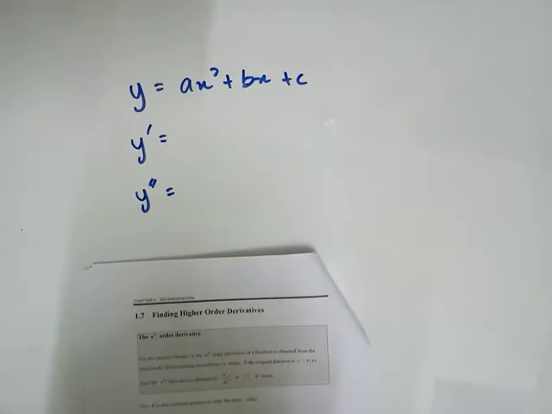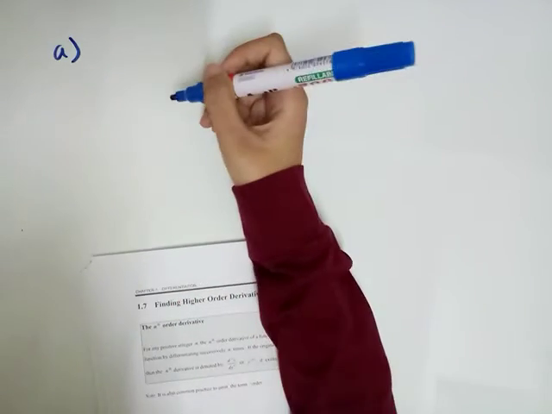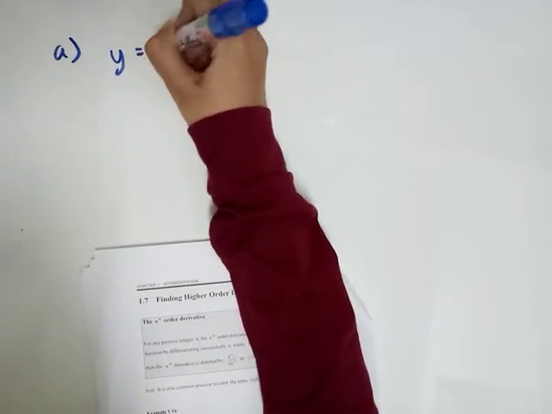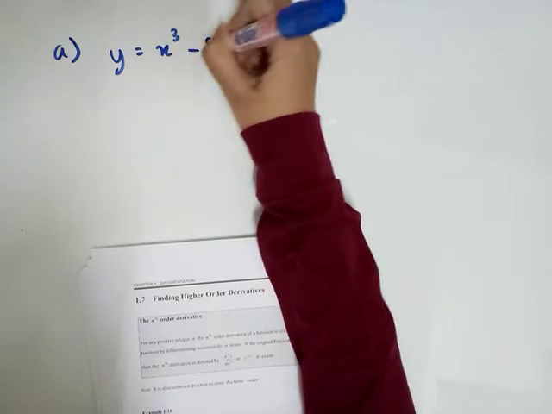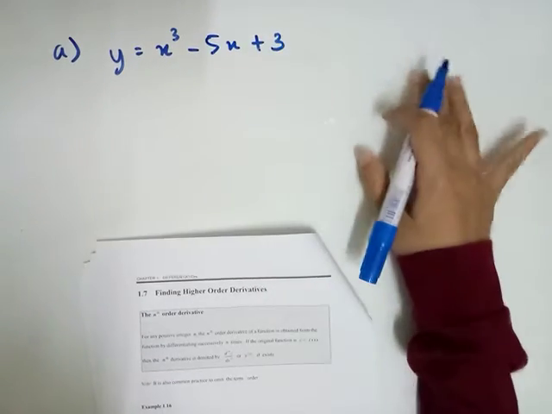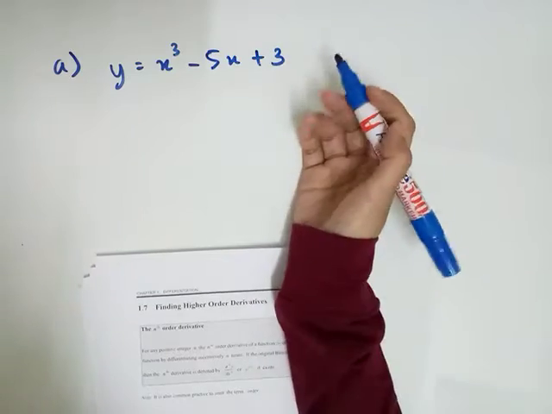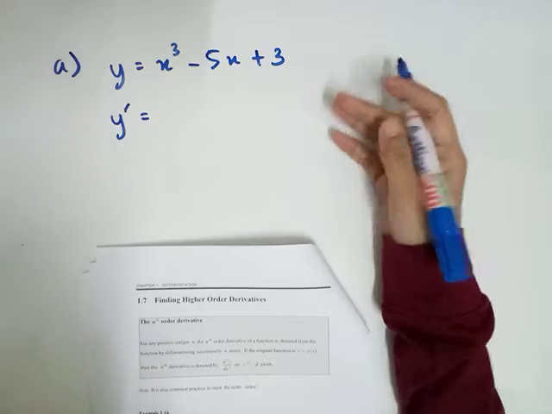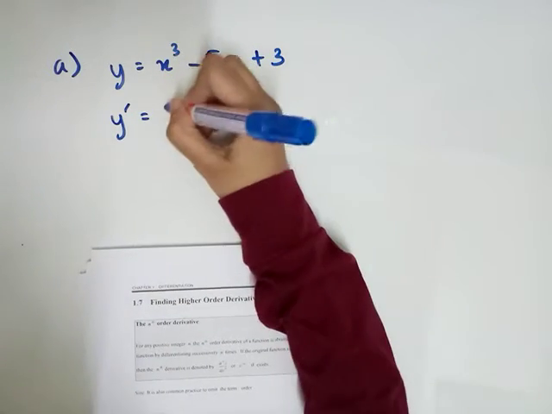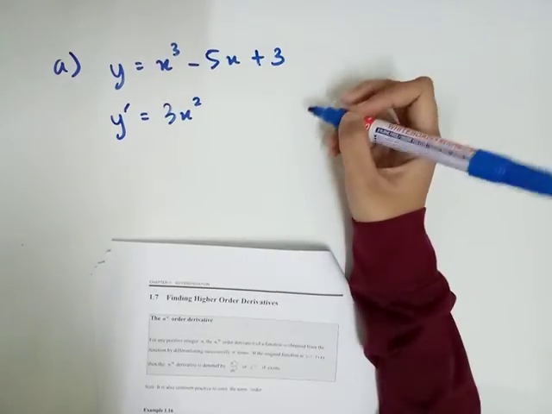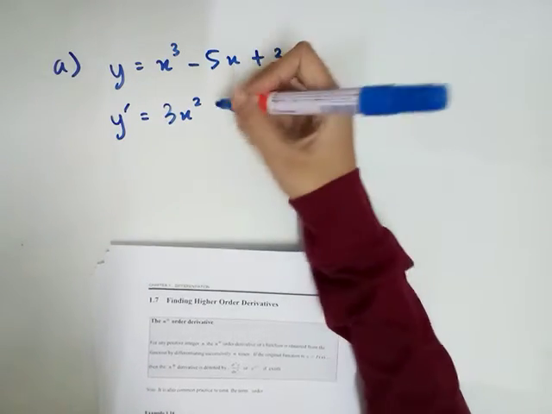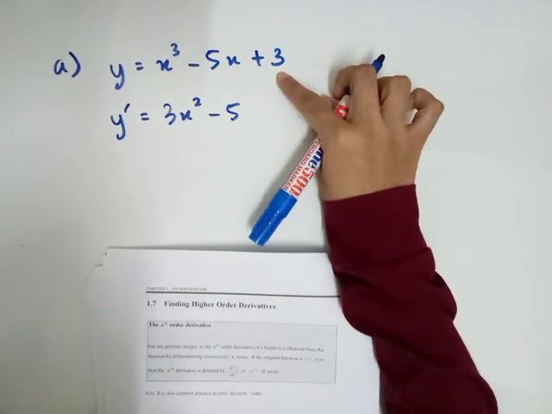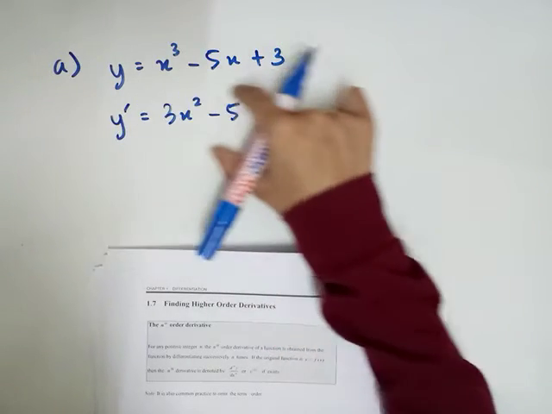Look at example 1.16. Example 1.16a, y equals x cubed minus 5x plus 3. So how to differentiate? First differentiate, the first derivative, or we call it the first order. Differentiate x cubed, we get 3x squared. Differentiate negative 5x, you get negative 5. Differentiate 3, you get 0. So this is the first order derivative.